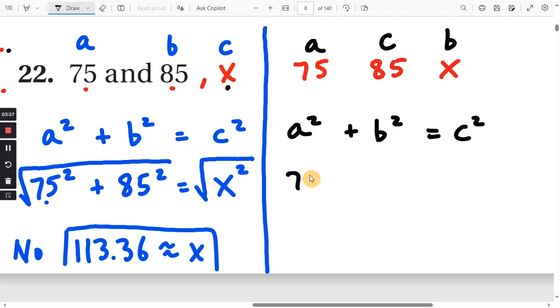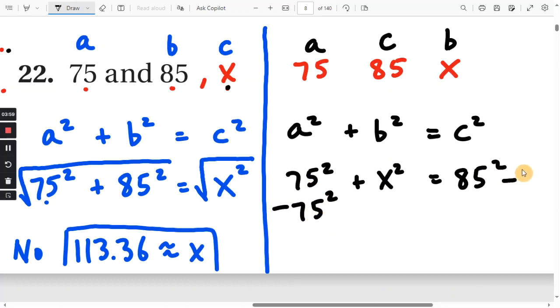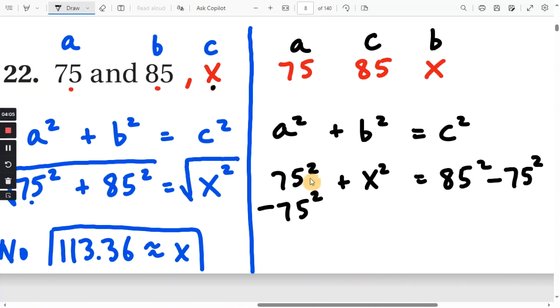A squared is 75 squared. B squared is 85 squared. And C squared is, whoops, made a mistake. All right, B squared is X squared. And C squared is 85 squared. Okay, and now we're going to solve for X. The opposite of positive 75 squared is negative 75 squared. I'm going to do that to both sides. Right here it cancels. X squared is this mess right here.